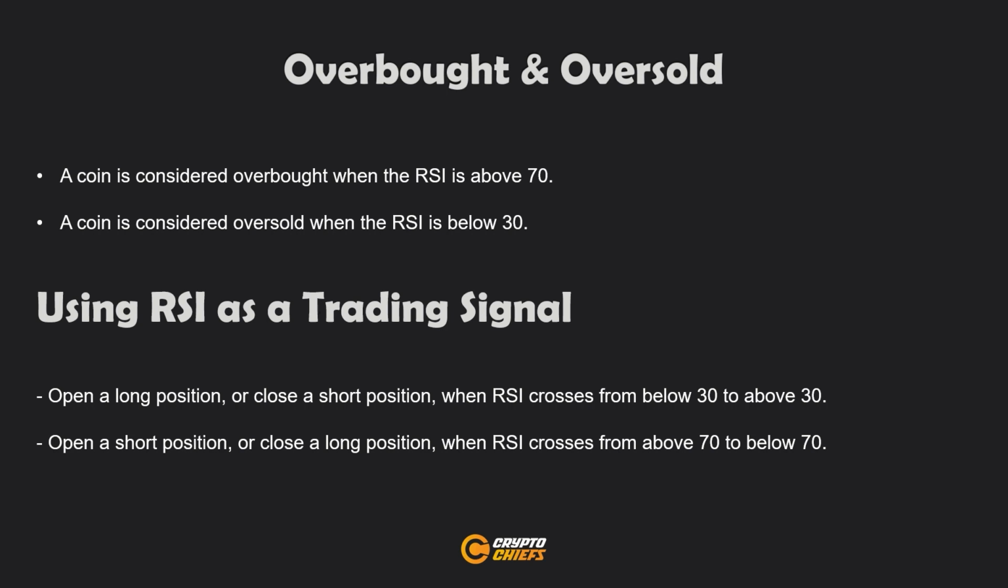A lot of people use the RSI as a trading signal for buy and sell confirmations. The idea is that you can open a long position or close a short position when the RSI crosses from below 30 to above 30. So as the RSI starts to move up from an oversold position, you can open a long or close a short. And the opposite, you can open a short position or close a long position when the RSI crosses from above 70, from an overbought area, to below 70.